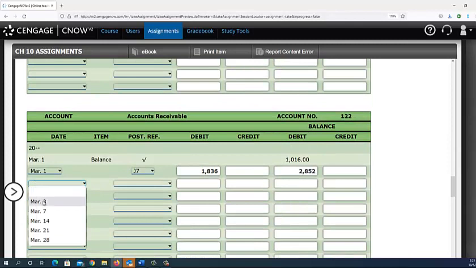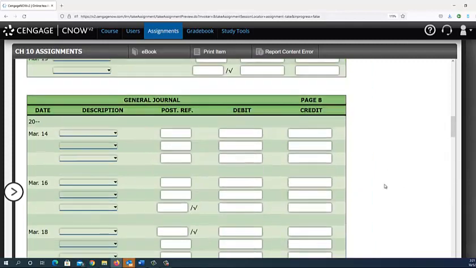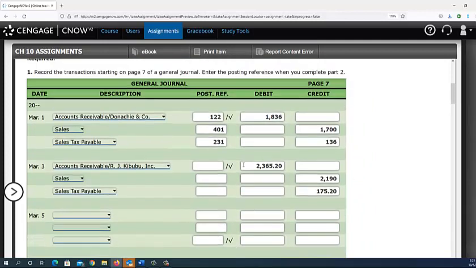Okay, this was March 3rd, same page, $2365.20. And so now we have to balance out. We have a debit and a debit. So I'm getting a balance there of $5217.20. And I'm going to go and put the posting reference in.